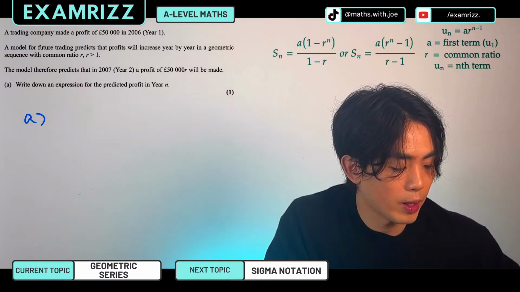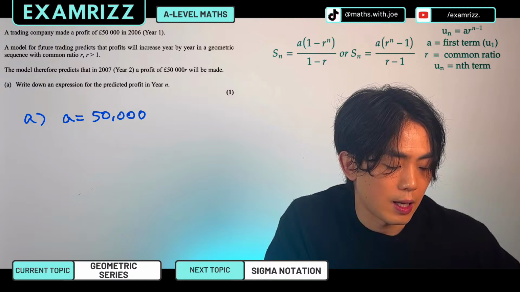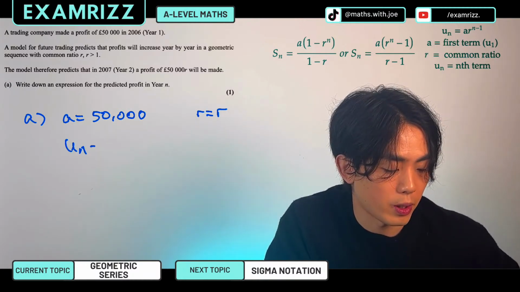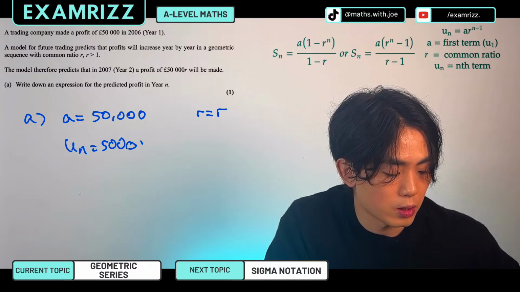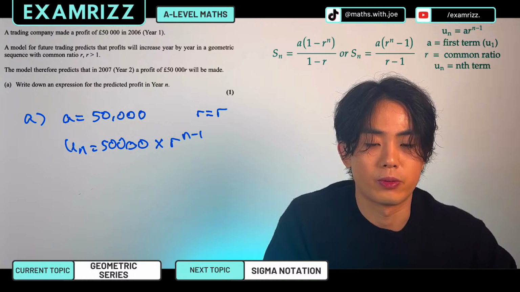Right, so the first value A obviously is 50,000, and then the common ratio is just R. So Un will simply be 50,000 times R to the power of N minus 1. It's a 1-mark question. This should be fairly simple for us right now.